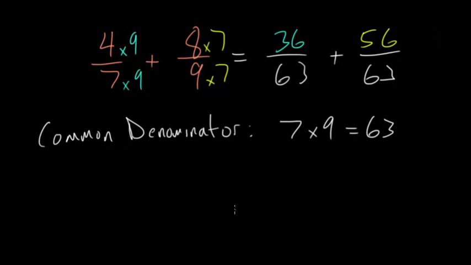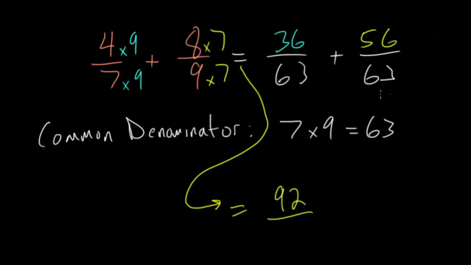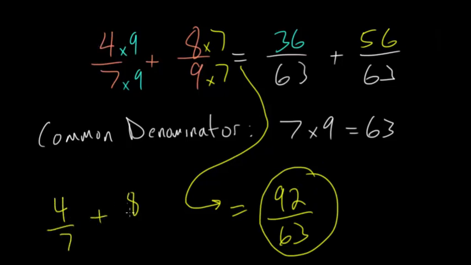And then once we've found our common denominator and changed our numerators, we're just going to add straight across with our numerators. And 36 plus 56 is 92. And our denominator is always going to stay the same, so that would be 63. So this right here will be the final answer when you add 4/7 plus 8 over 9.